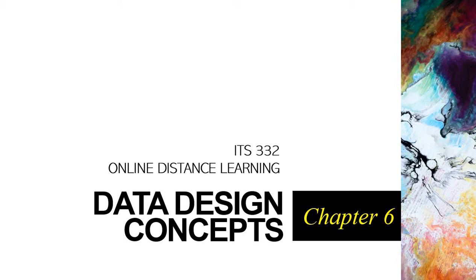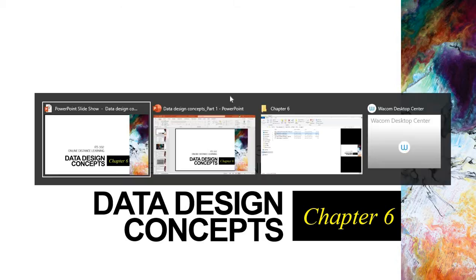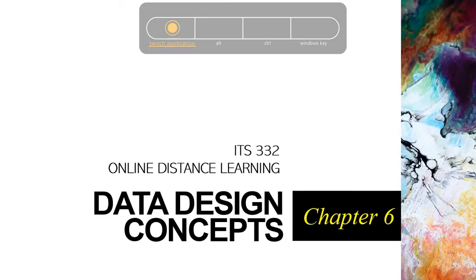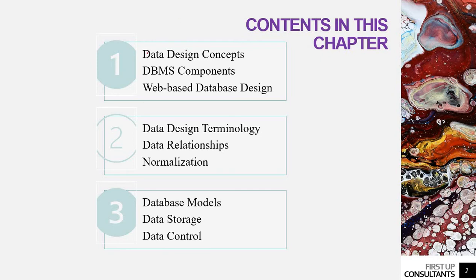Okay, so chapter 6 is about the data design concepts. Mainly it is about data. And for the contents, I divided the contents. We have 9 sub-contents. We have the data design concepts, DBMS components, and also web-based database design, which I included under one subtopic.